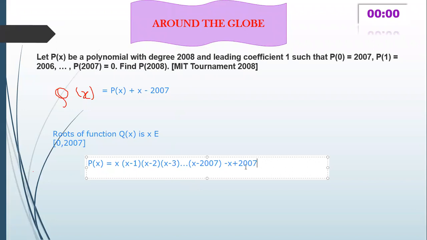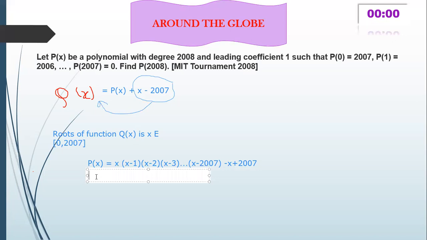So P of x is equal to x times x minus 1 times x minus 2 times x minus 3 up to x minus 2007, minus x plus 2007. Why? Because Q of x is equal to P of x plus x minus 2007. This automatically implies that P of x is equal to Q of x minus x plus 2007. How did I do this? Take this term to the left hand side and you will get the value of P of x here.